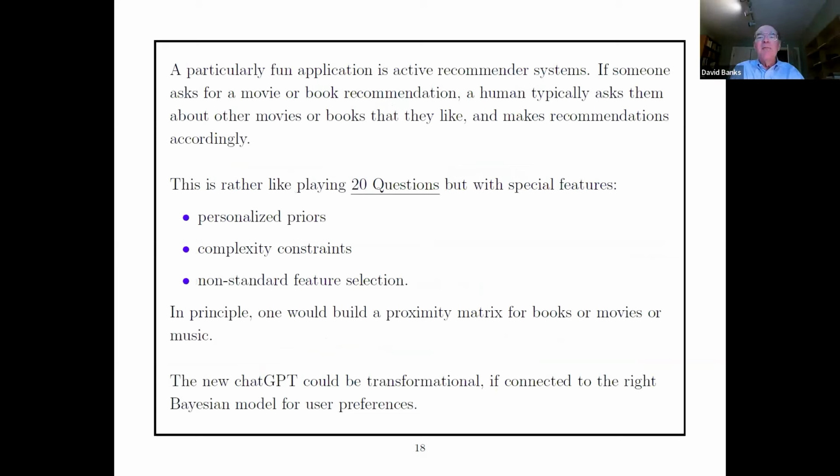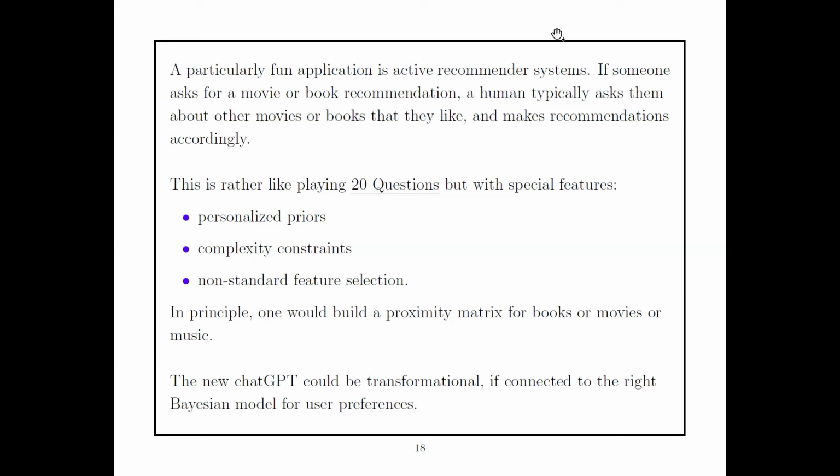And one area that I think is especially fun is active recommendation systems. If somebody asks you to recommend a book or a movie, a human being asks them, well, what sort of books do you like? What sort of movies do you like? Tell me some of the last five movies that you really enjoyed. And based on that information, the human being can make a pretty good recommendation. And I can imagine that someday in the future, I will log into Amazon and they will say, David, no matter what, we're going to make book recommendations for you. But if you let us ask you five questions, we'll do a much better job of recommending books that you actually like. And so that's pretty cool. Amazon, in principle, has a prior distribution over me.